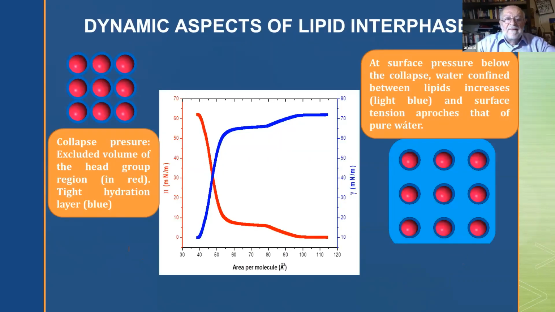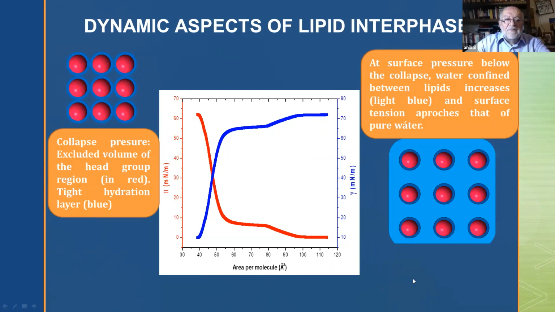To make this study clearer, we can follow the dynamic aspect of lipid interfaces through the behavior of lipid monolayers spread on the air-water interface in a Langmuir balance. As you may know, if we compress a monolayer, we decrease the area per lipid, and the surface pressure increases until it reaches a collapse pressure, in which the excluded volume of the head group region, in red, is surrounded only by a tight hydration layer, which is described in blue.